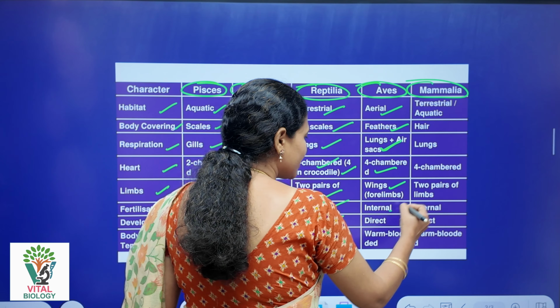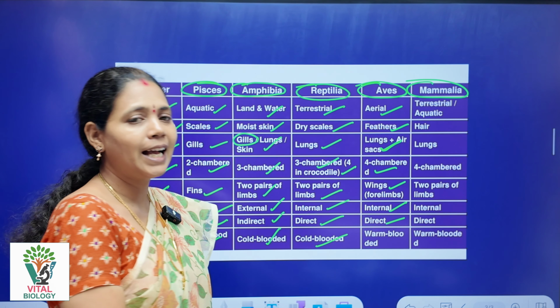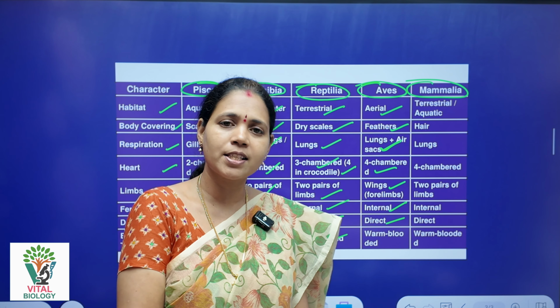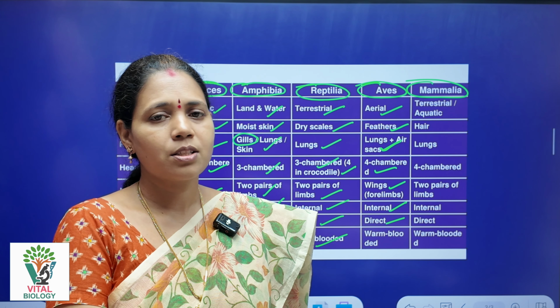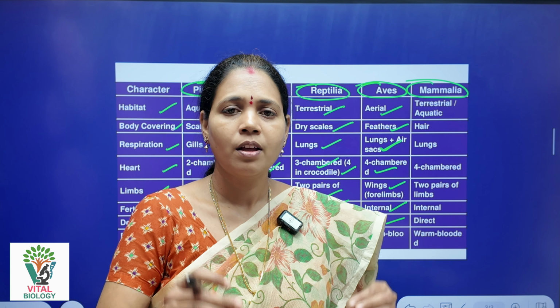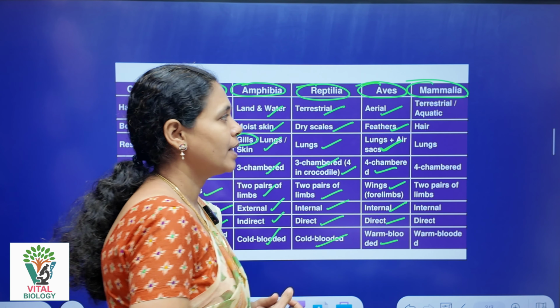Then fertilization is internal fertilization, development is direct development, and these organisms are warm-blooded. They have a fixed body temperature. It is not going to change according to the external environment. So such organisms are called warm-blooded animals.